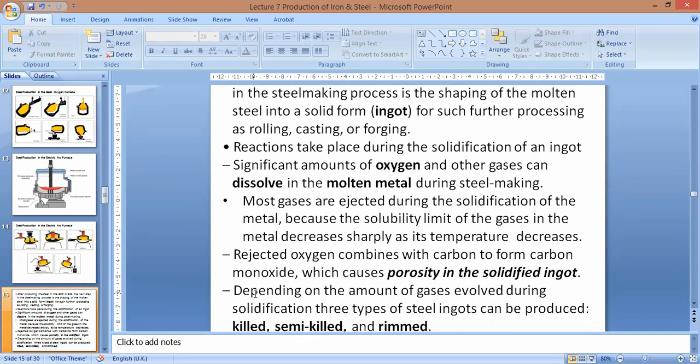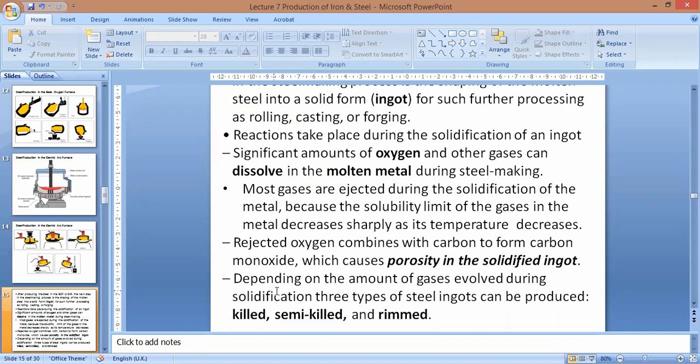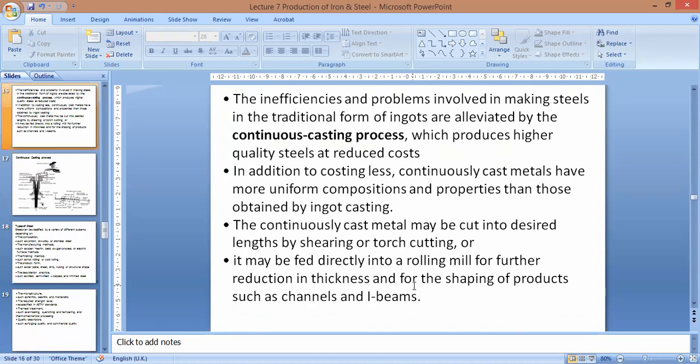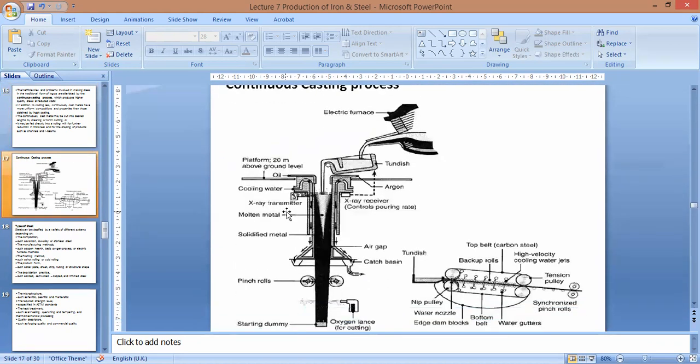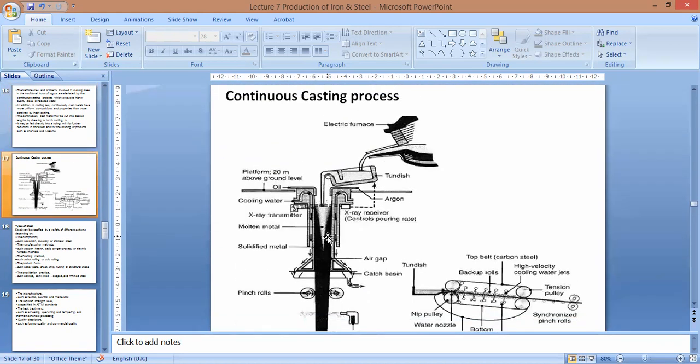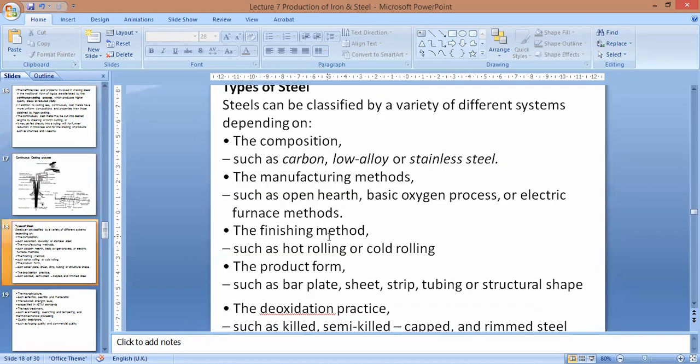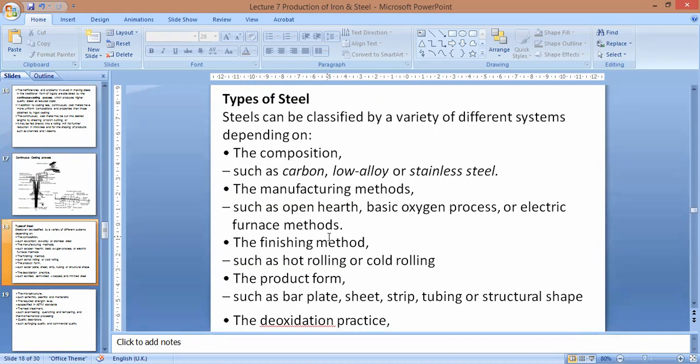Depending on the amount of gases evolved during solidification, 3 types of steel ingots can be produced. These are killed, semi-killed, and rimmed. So you have a better understanding of how that happens also. Then you have the continuous casting process. You see this also. I wish I had sent you the video earlier, because I think it would have made this lecture easier, because you would have already had a picture of how this happens.